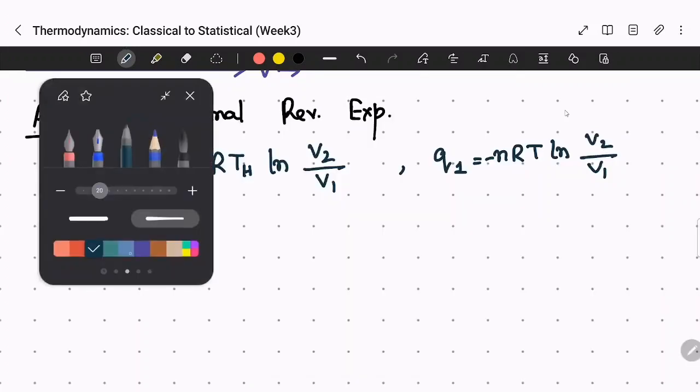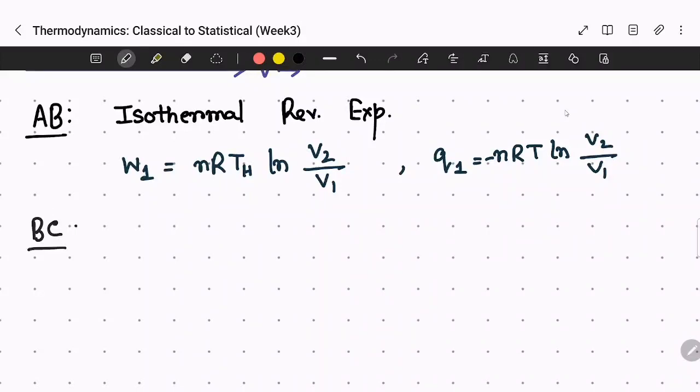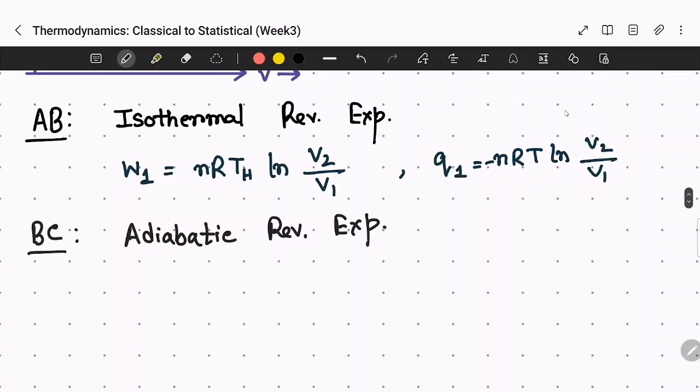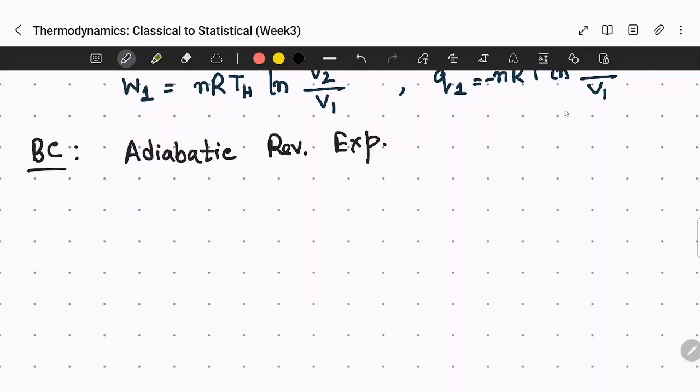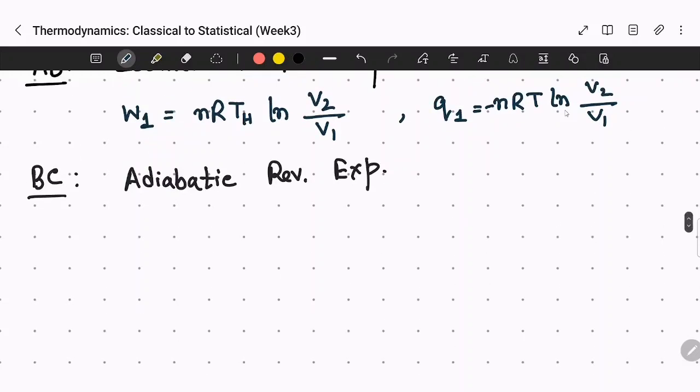Next path is, okay, next is B to C. This is adiabatic reversible expansion. So here also you have to calculate the W. Now for the adiabatic process, dU is equal to, again you can think like this. Here q is 0, so dU will essentially be the W. From here we can calculate, and we know that dU is basically CV dT. So from there we can calculate W.